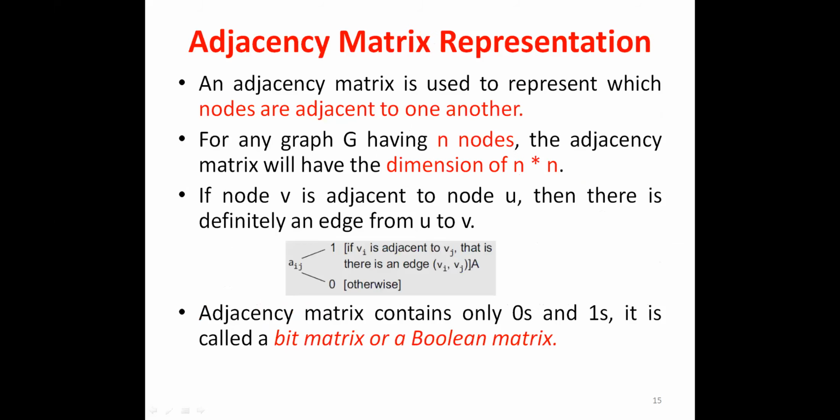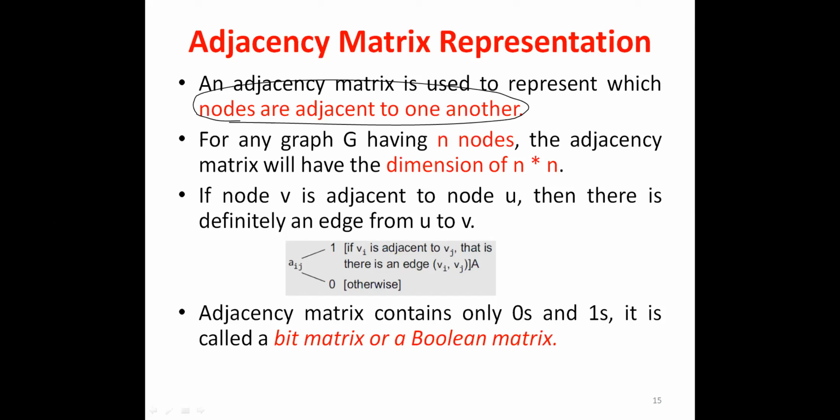So, the adjacency matrix representation. First we'll see the first one. An adjacency matrix is used to represent which nodes are adjacent to one another. From the name itself, adjacency, what are the vertices adjacent to a particular vertex? I'm going to store that. When you take node A, who are all the adjacent vertices to vertex A? I will store that. Then I will take vertex B, and see who the adjacent vertices are. Then I will go for C. Like that, I will go on, find all the adjacent vertices and store them in memory, in a matrix format.